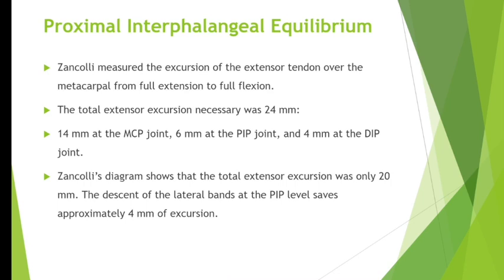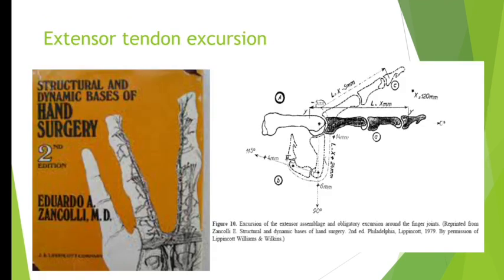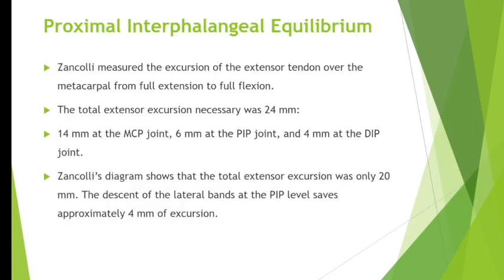He measured the excursion of the extensor tendons and said that the excursion is nearly necessary of 24 mm, wherein 14 mm is by the MCP joint, 6 mm at the PIP, and 4 mm at the DIP joint. But if you carefully see this diagram of Zancolli, here the total excursion is stored as only 20 mm instead of 24 mm. That is because the descent of this lateral band at the PIP joint saves approximately 4 mm of excursion.